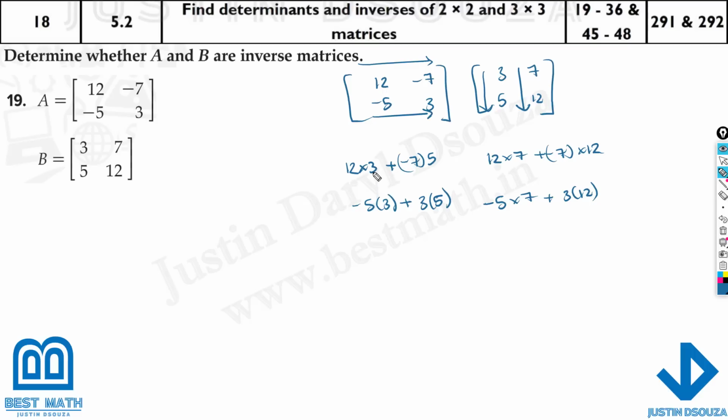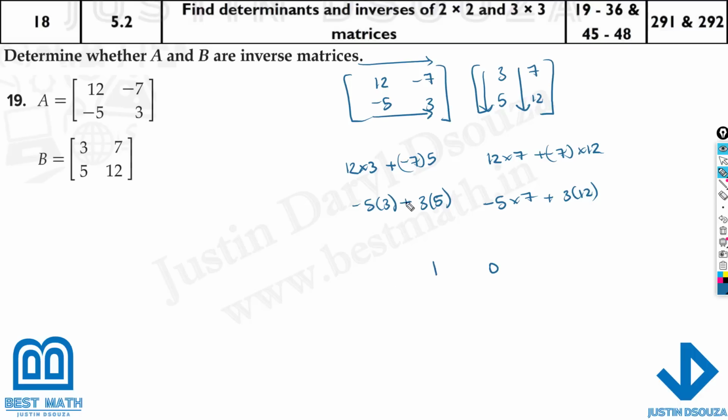Let's see over here. 12 times 3 is 36. 7 times 5 is 35. Minus 35. So here we have got 36 minus 35. And here we have 12 times 7 and 7 times 12. And minus is there, so it becomes 0. They cancel off. It is 84, 84. 84 minus 84, 0. Over here, 36 minus 35, I'll directly write it. It's 1.